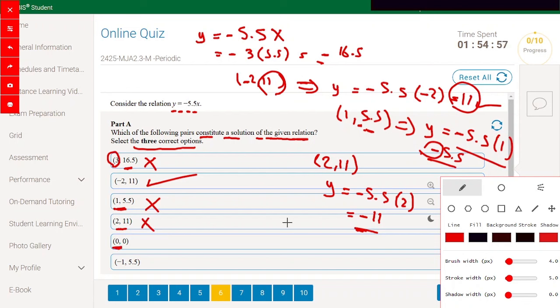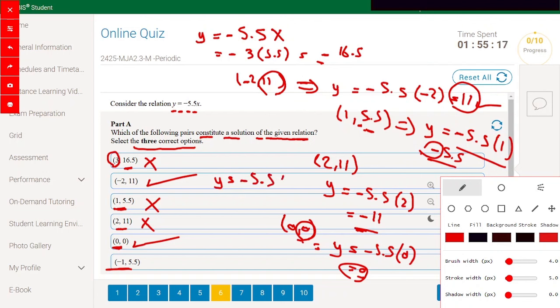0 and 0. So here y equal to minus 5.5 multiply 0, which is equal to 0. This equals this 0. This is the right answer. And here minus 1 and 5.5. So y will be equal to minus 5.5 multiply minus 1. So it will be equal to 5.5, which is the same number as y. So this is the right answer.